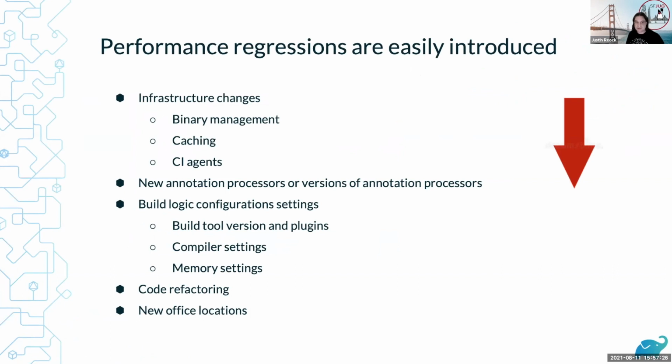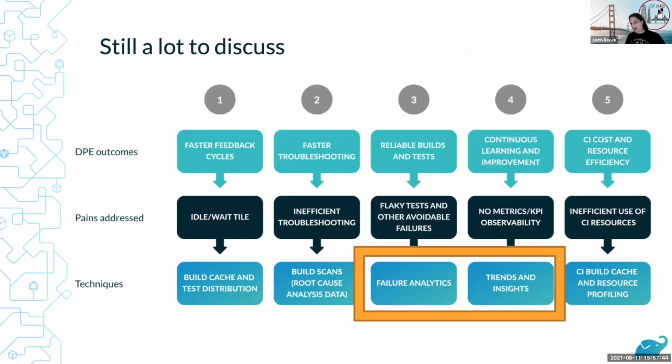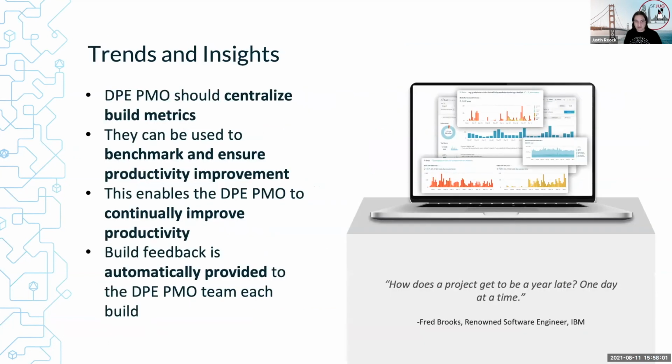Infrastructure changes, new annotation processors, versions of annotation processors, changes in the build logic configuration itself, code refactoring, even office locations, changing geographically, can introduce regressions. So there's still a lot to discuss here. We need to talk about rolling up failure data to make sure that we can determine what of that data might be actionable to improve and eliminate this failure for other developers so that they can avoid the bottleneck entirely. And what about looking at trends and insights?